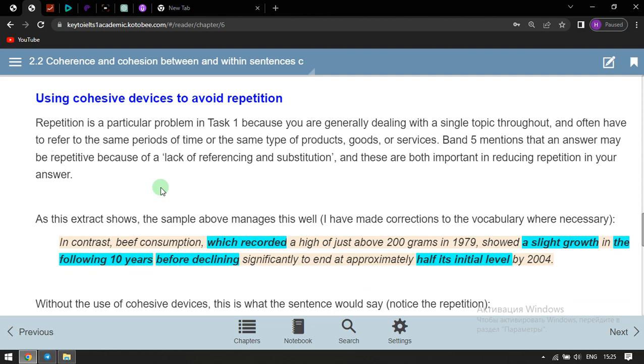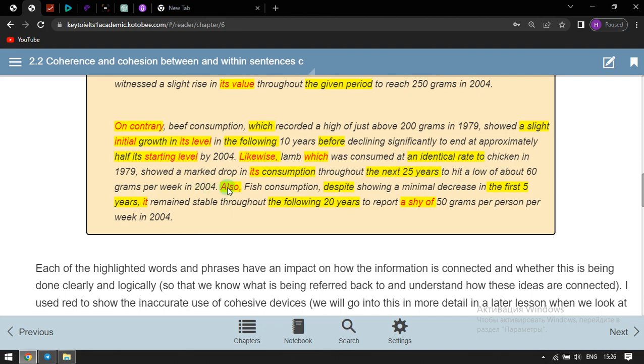As this extract shows, the sample above manages this well. I have made corrections to the vocabulary where necessary. In contrast, beef consumption, which recorded a high of just about 200 grams in 1979, showed a slight growth in the following 10 years before declining significantly to end at approximately half its initial level by 2004. Tepada gapni mana shu yerda solishtirgan.